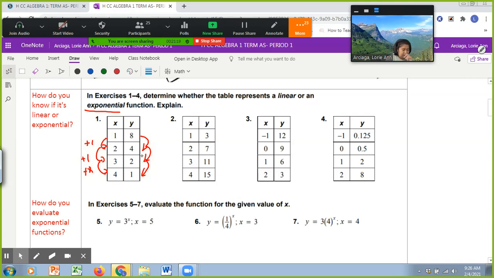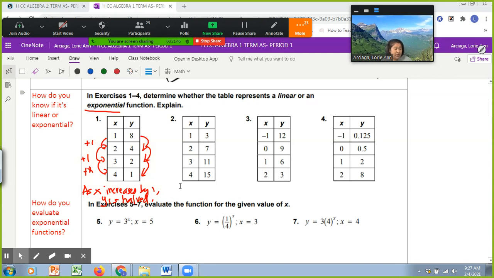So how do we explain that? As x increases by 1, y is half. Did I spell it right? Yeah. Half. Now what about in number 2?